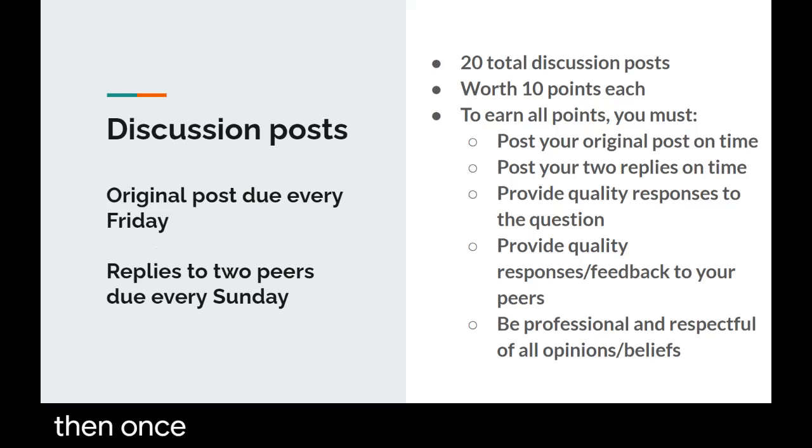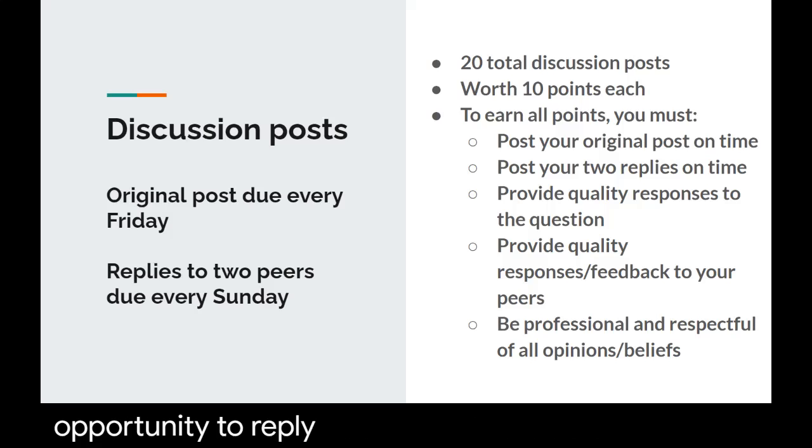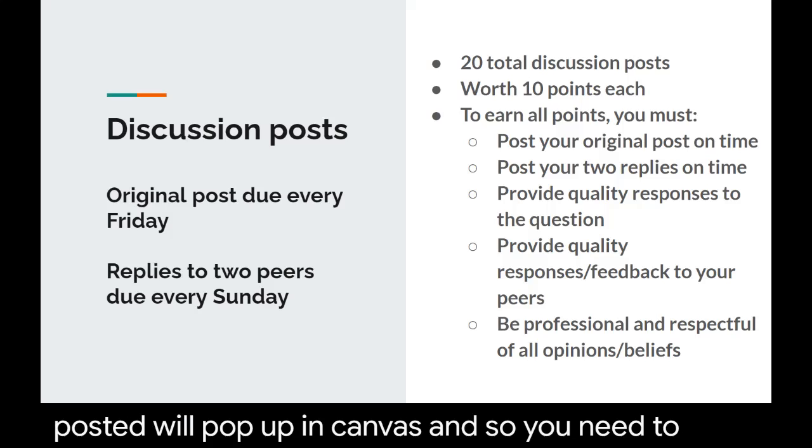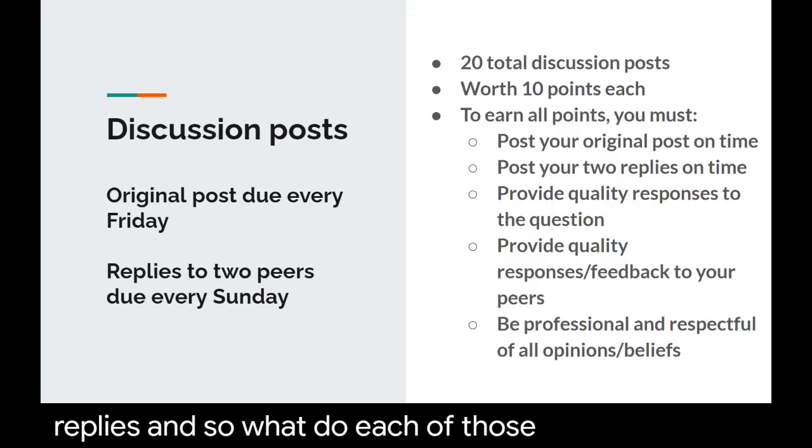Then, once you make your original post, the opportunity to reply to other people who have posted will pop up in Canvas. And so you need to reply to two different people by every Sunday. Sunday at midnight is the deadline for peer replies. And so, what do each of those look like?